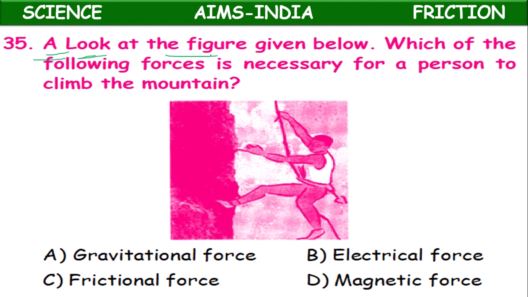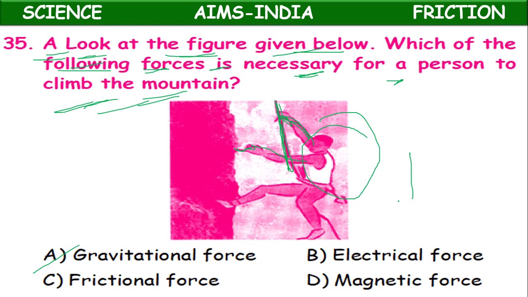35. Look at the figure given below. Which of the following forces is necessary for a person to climb the mountain? The person is climbing the mountain with the help of a rope. He is holding that rope and this hook-type structure, and with the help of these two, he is climbing the mountain. So which force is necessary for a person to climb the mountain?